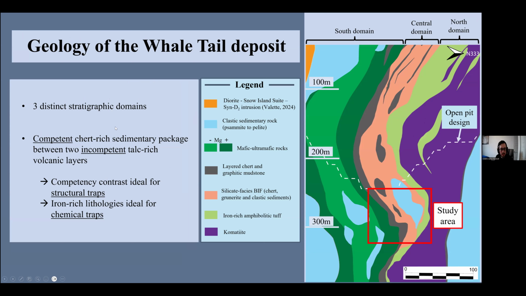Welltail has three distinct stratigraphic domains: the south, central, and north domains. The central domain is a competent chert-rich sedimentary package, and the south and north domains are both volcanic-dominated domains that are very rich in talc, which makes them very incompetent. This competency contrast is ideal for structural traps. And we also have a lot of iron-rich lithologies in the area, which is ideal for chemical traps. So really, Amaruq has the best of both worlds.